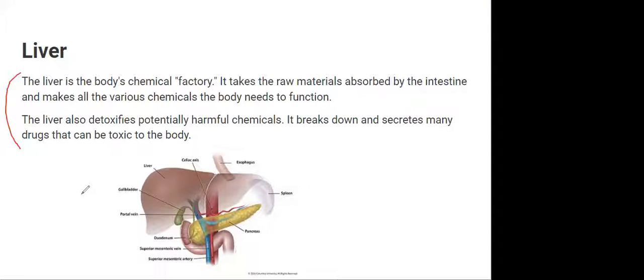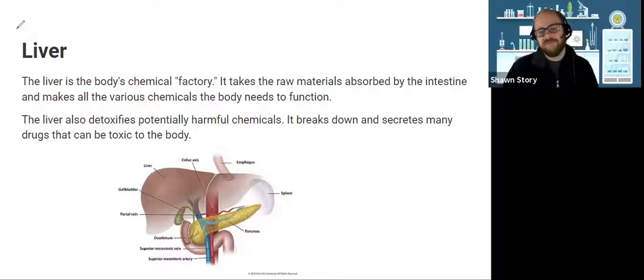The liver is the body's chemicals factory. It takes the raw materials absorbed by the intestine and makes all the various chemicals the body needs to function. The liver also detoxifies potentially harmful chemicals. It breaks down and secretes many drugs that can be toxic to the body. Mm-hmm. Yeah. And this is where, no, we're going to talk about that next week when we talk about the circulatory system.